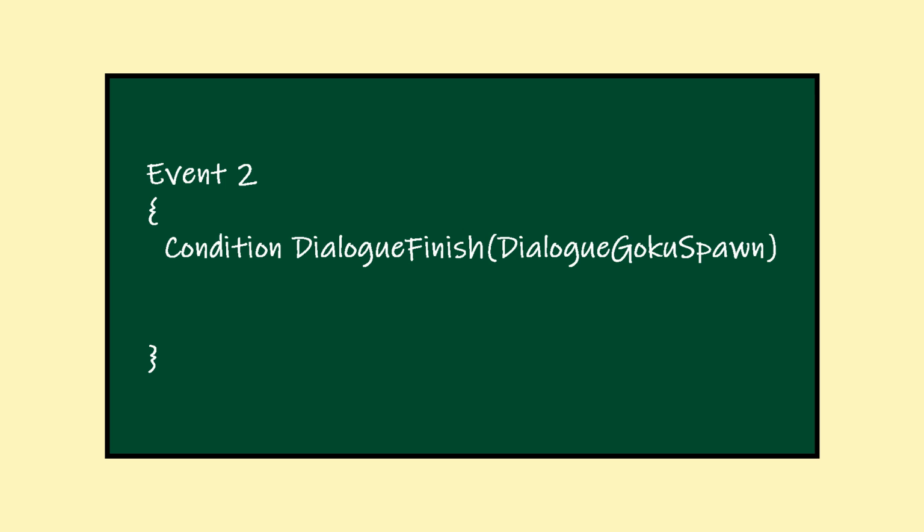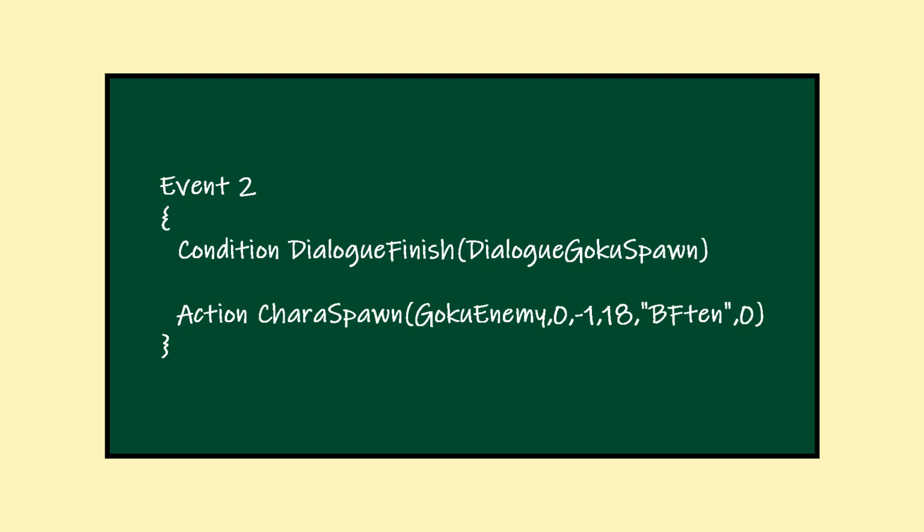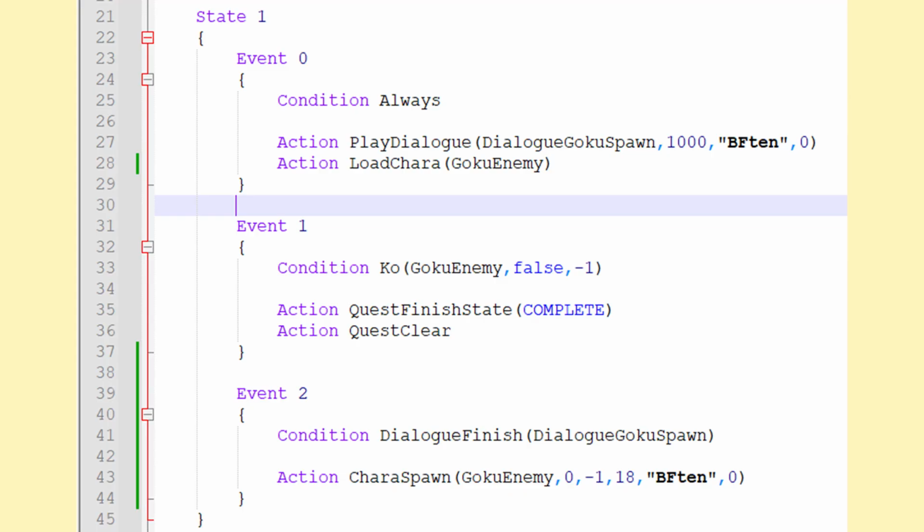Now, however, you must move the actual spawn into a different event. So create event 2 and type in condition dialog finish, dialog Goku spawn, and move the action Kara spawn here from event 0. Once you have added this to your code, Goku will now load up in the background, while your dialogue plays in the foreground. Your script now looks like this. And that's everything. Your quest is finished.